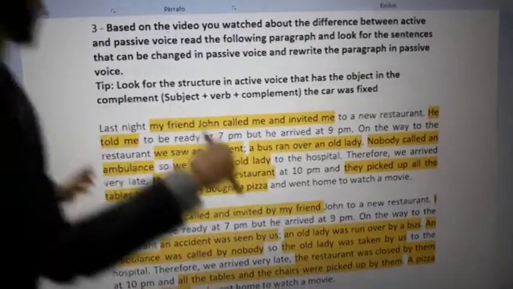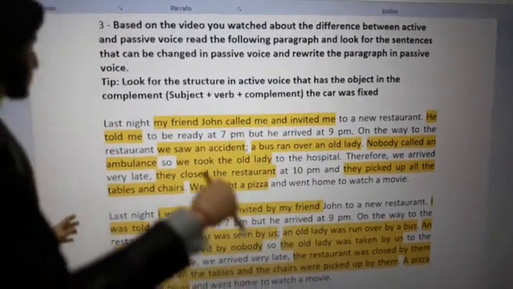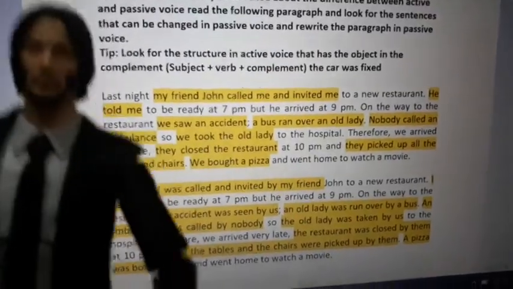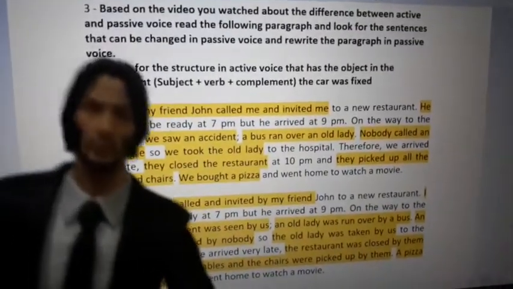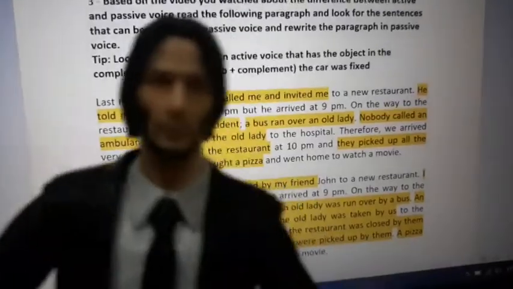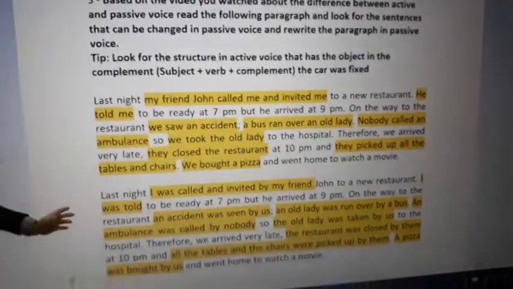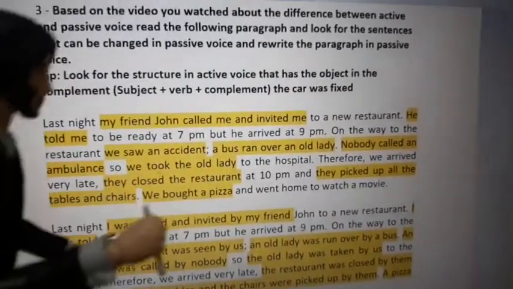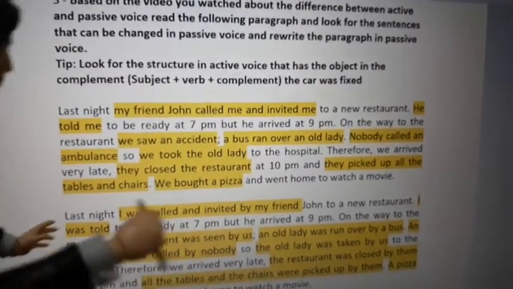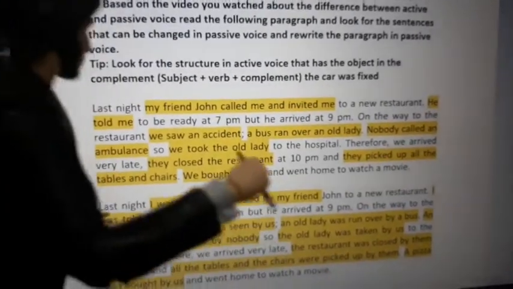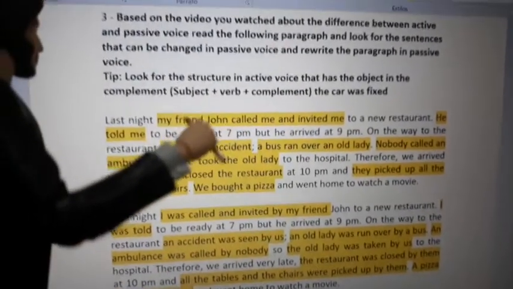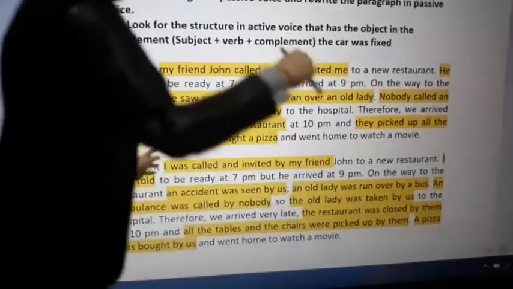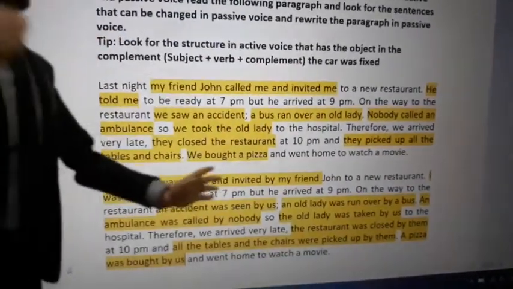Based on the video you watched about the difference between active and passive voice, read the following paragraph and look for the sentences that can be changed in passive voice and rewrite the paragraph in passive voice, okay? It has a tip. I gave you a tip here. Look for the structure in active voice that has the object in the complement. So that has the following structure, formula. Has a subject, has a verb, has a complement. The complement is an object. Okay?